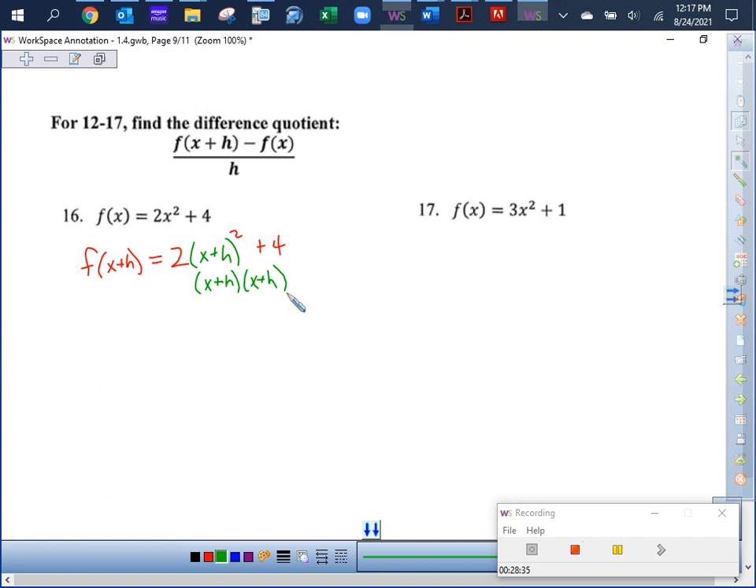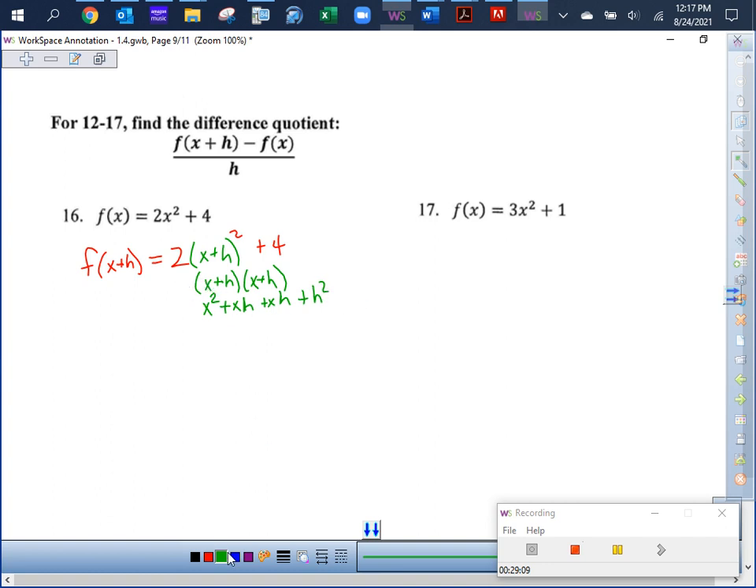So help me. What's first terms times each other? What's x times x? It's x squared. Outside terms times each other. X times h is xh. Inside terms times each other. Well, instead of calling it hx, I'm going to call it xh again. So you got another xh. And then finally, last terms times each other, h times h is h squared.